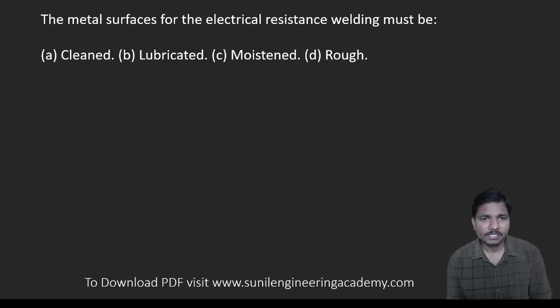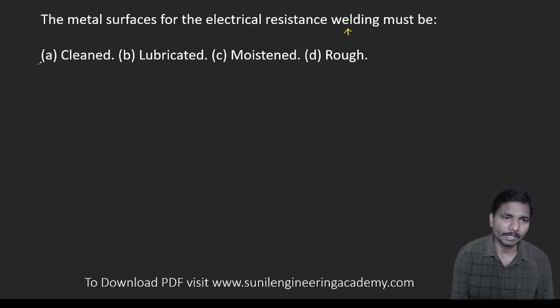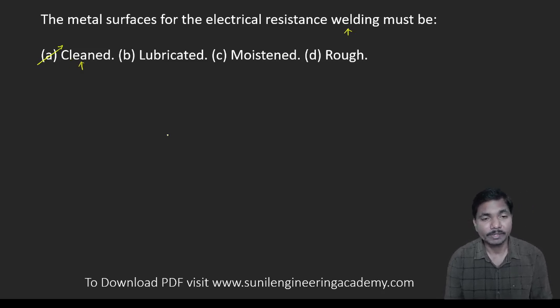The metal surfaces for the electric resistance welding must be dash. A very important thing: the metal surfaces for electrical resistance welding must be cleaned. Then only the joint will be done and the welding will be done perfectly. So this is the first and most important point.